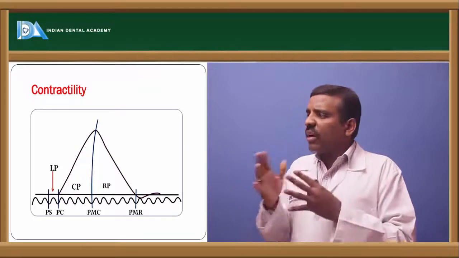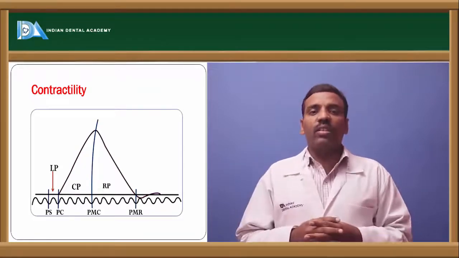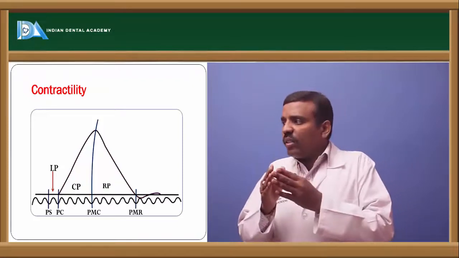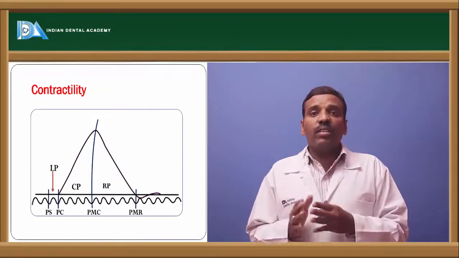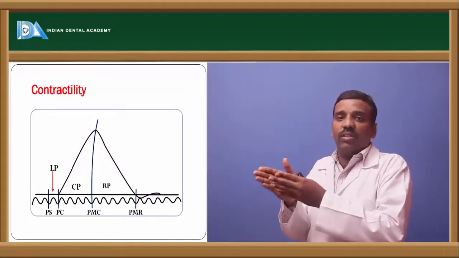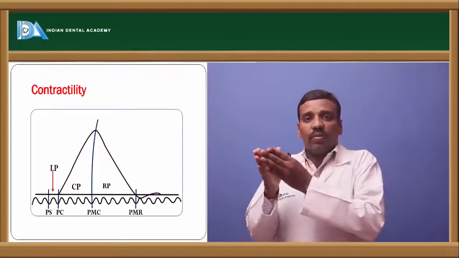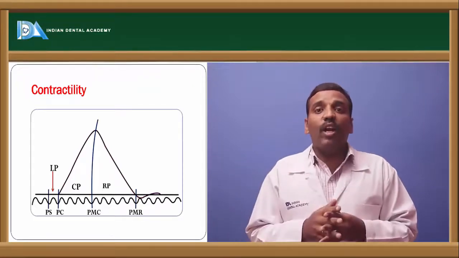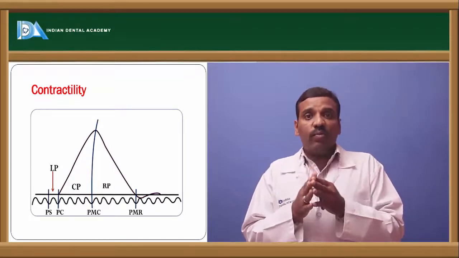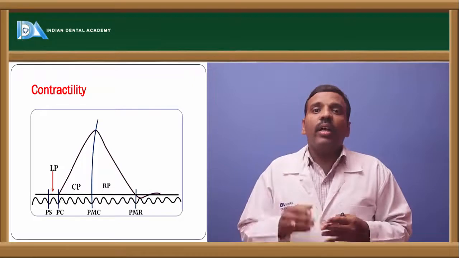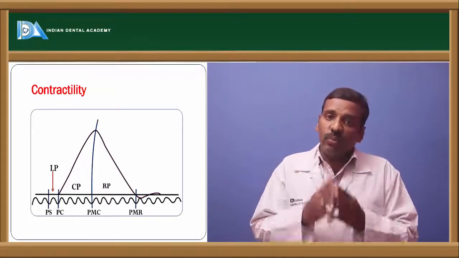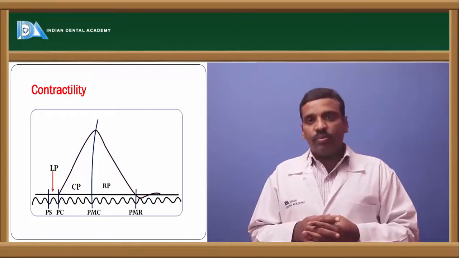In this, there are parts like PS, the point of stimulus, where we are applying the stimulus. After that, there is PC, the point of contraction. In between PS and PC, the point of stimulus and the point of contraction, there is LP, the latent period. The latent period is the period taken for excitability, with movement of the ions, between the point of stimulus and the point of contraction.